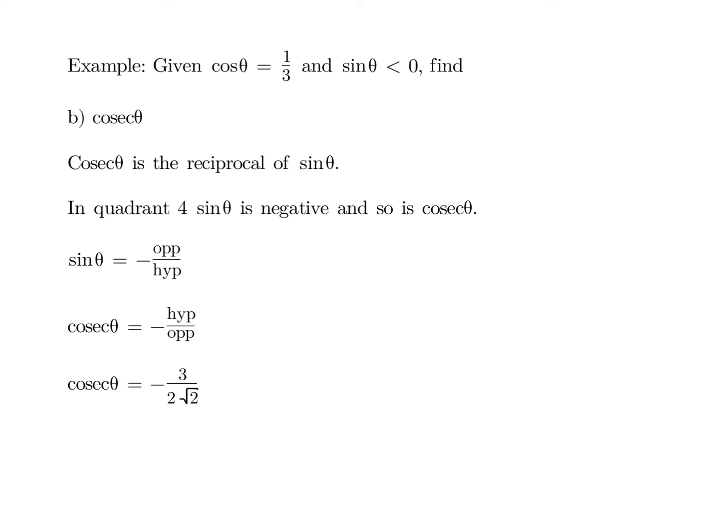When we do cosec theta, we've got to consider the cosec theta in respect of sine theta. So it is the reciprocal of sine theta. So therefore, if sine is negative in that quadrant, so is cosec. So sine is equal to negative opposite over hypotenuse in that quadrant. So cosec is the reciprocal, so that'll be the negative of the hypotenuse over the opposite. So that's equal to negative 3 over 2√2.